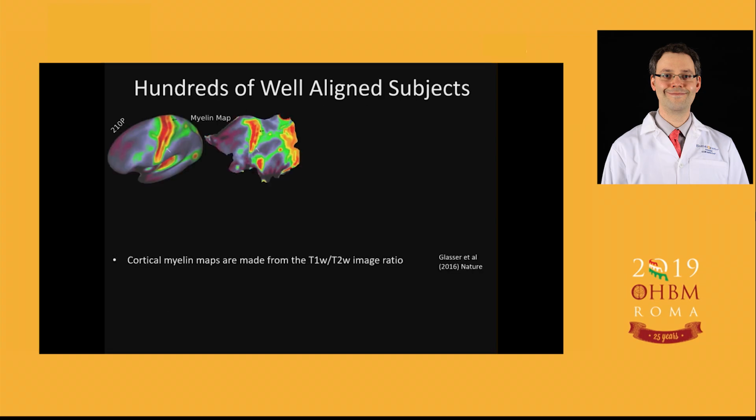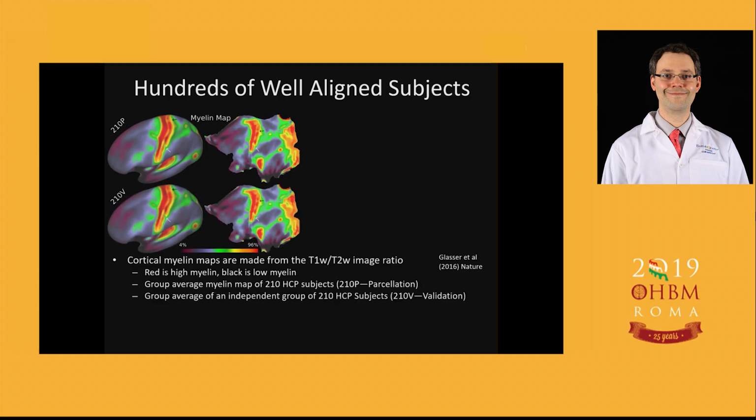And so this parcellation I'll tell you about has these 4 qualities. What do I mean by hundreds of well-aligned subjects? Well, we can take this group average myelin map here from 210 subjects. So the myelin, red is high myelin, and the blues and purples are lower myelin. And despite this being a group average myelin map, we can see fine spatial details like this little notch in somatosensory cortex, right where that white arrow is pointing. And in an independent group of 210 subjects, we get a very similar map. These fine details are present in both of them.